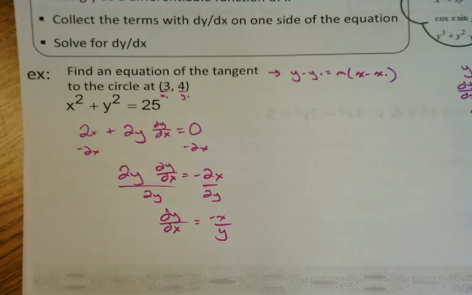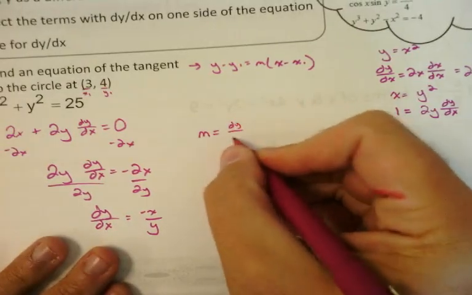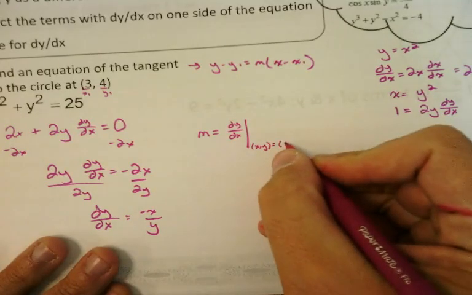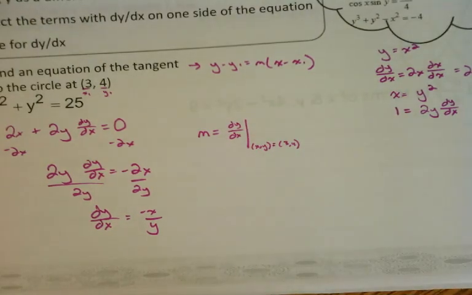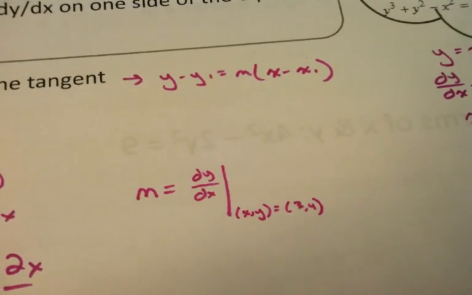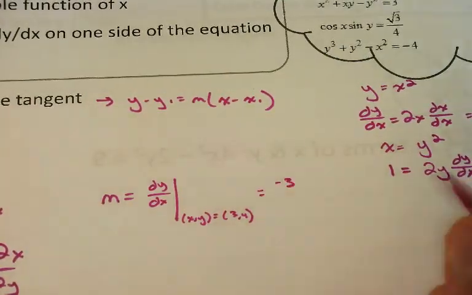So the slope for what we have right here is going to be equal to dy/dx, where we evaluate (x, y) at (3, 4). You see how I'm doing this notation? I'm putting x comma y because we have multiple variables here. Is that too small for y'all? I can zoom in. Got it. So what does this equal? You have negative 3/4.